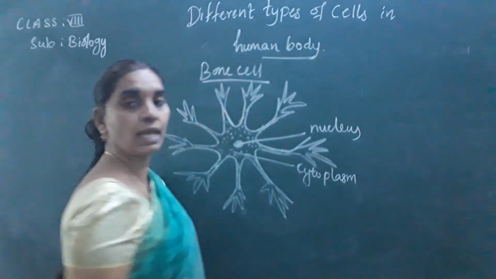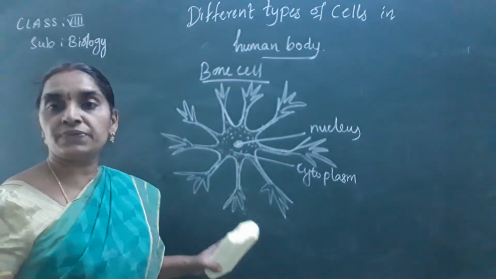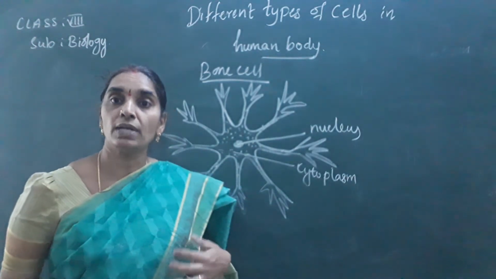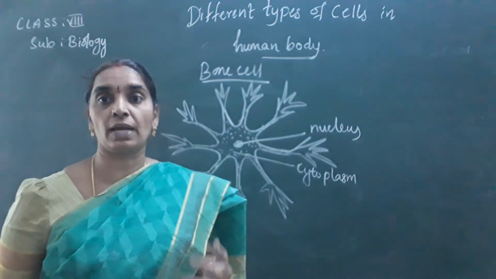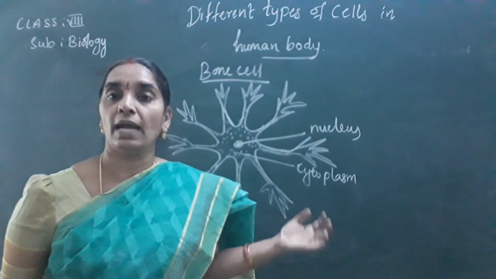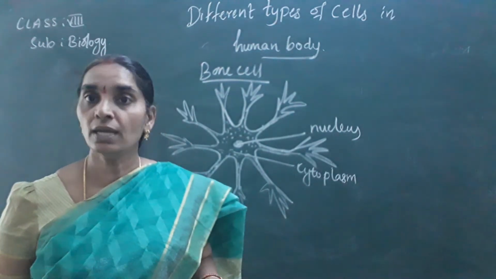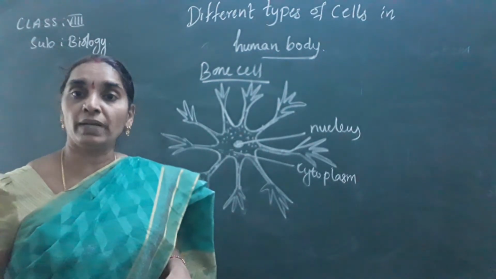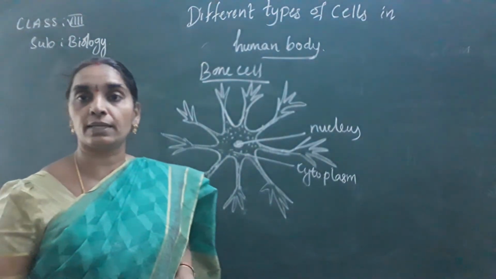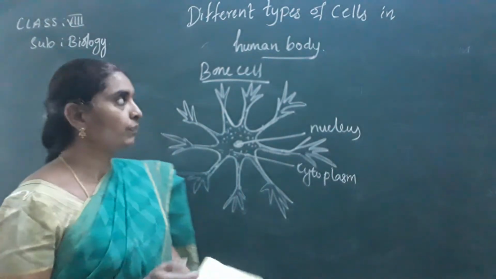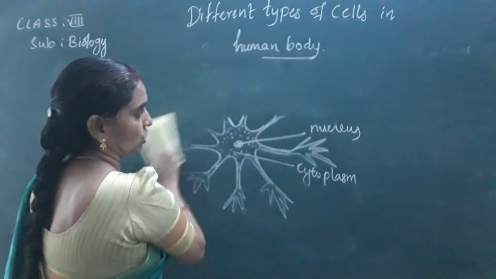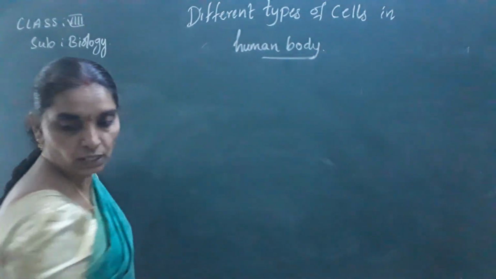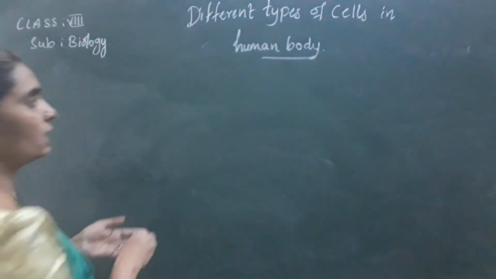Next, we'll see the human nerve cell, which mainly performs the function of transferring impulses from the brain to the sensory organs and from the various sensory organs to the brain in turn. The shape of this cell is elongated in nature. So the structure of the nerve cell is elongated. Now we'll see the structure of the nerve cell.